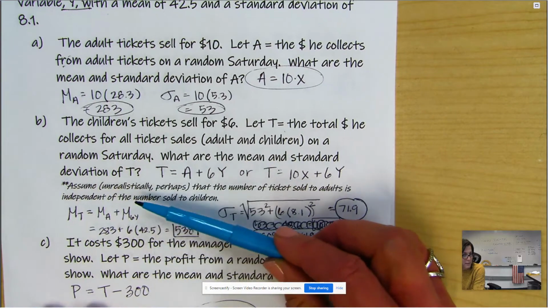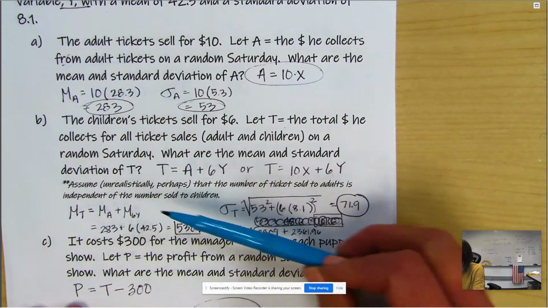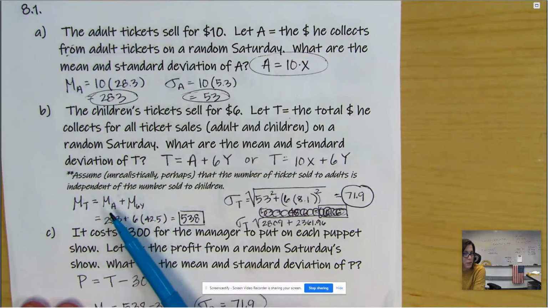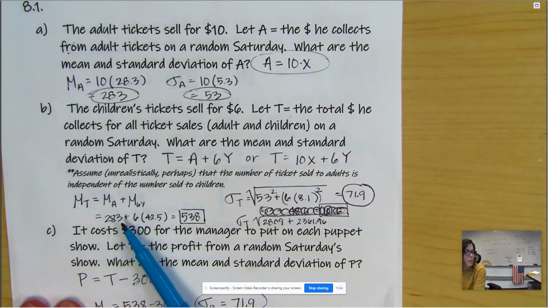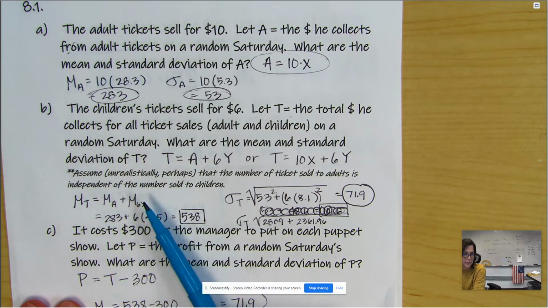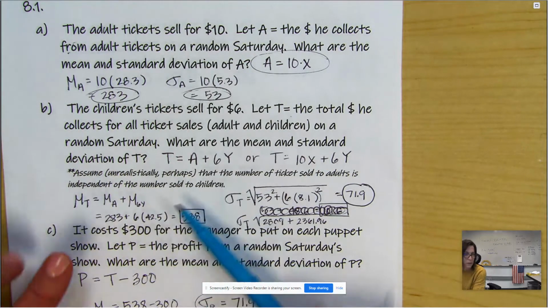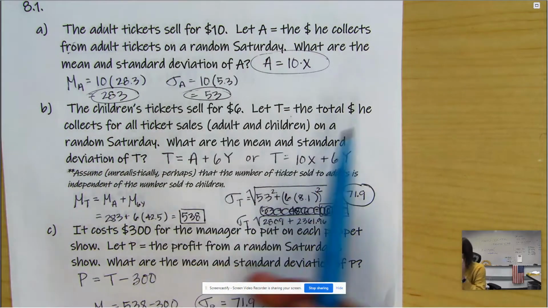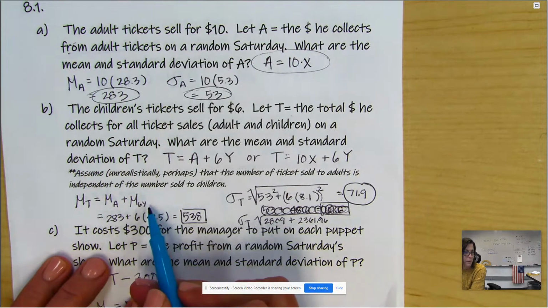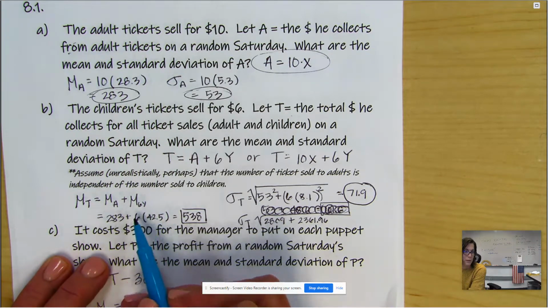To find the mean of the amount he makes on the total, I need to take the mean of the amount he makes on the adult tickets, which is 283, plus the mean that he's going to make on the children tickets, but I still have to calculate that. So instead of defining another random variable, I'm just going to say 6Y, right? Because I do know the mean of the number of tickets he sells to kids, and it's $6 per ticket. And I know that you multiply the mean of the number of tickets by 6 to get the mean of the amount of money he'll make on children tickets.